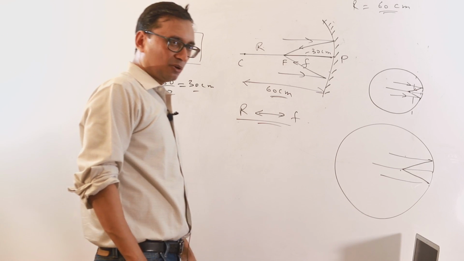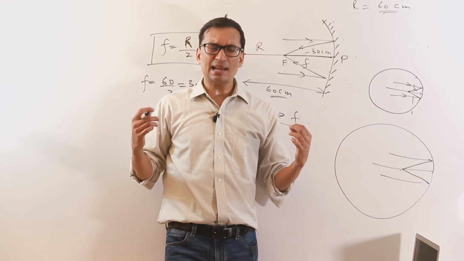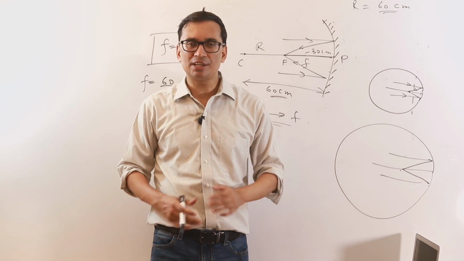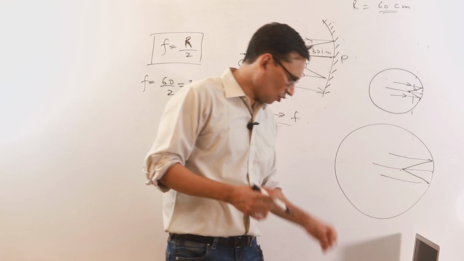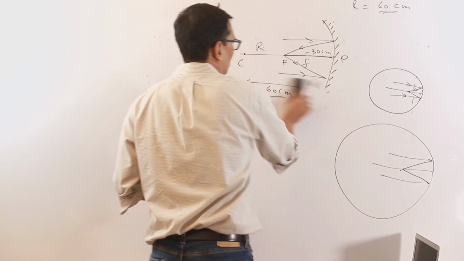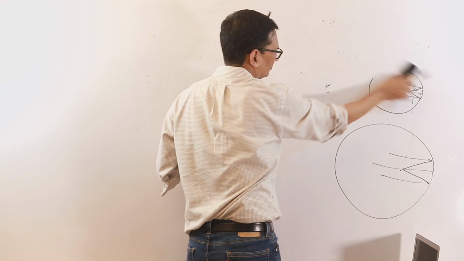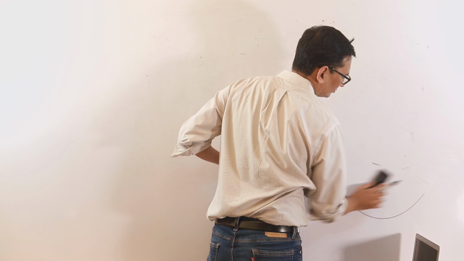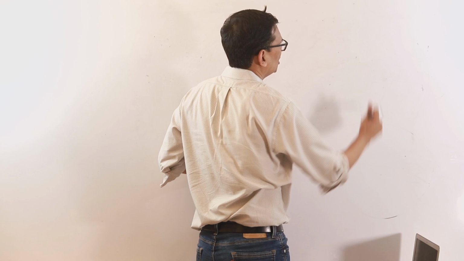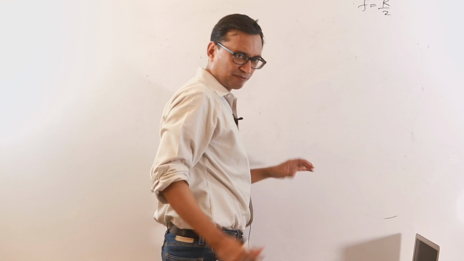Okay, so now I'll ask you one last question. It'll be a slightly tricky question, so it'll make you think, and with that we will wrap up today's study session. So I'm going to now ask you a slightly tricky question. Just to remind you, F is equal to R by 2. Okay. Now here's the question.